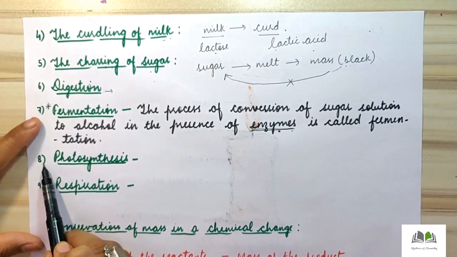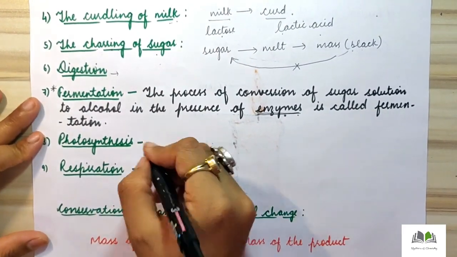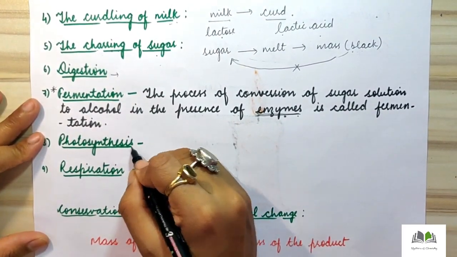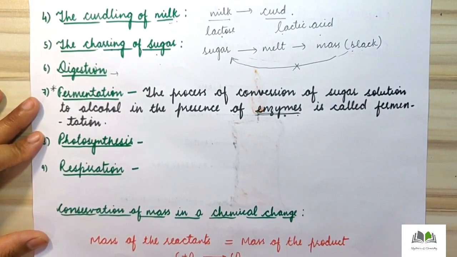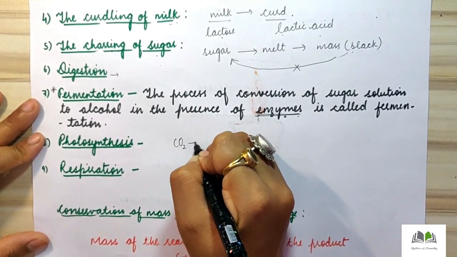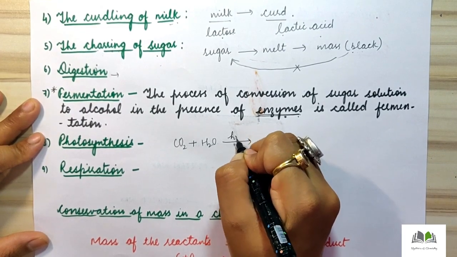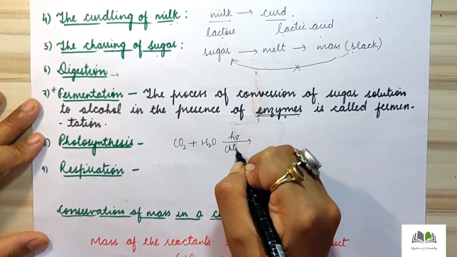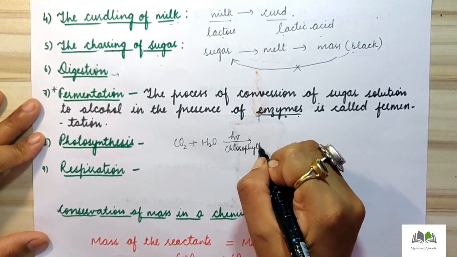Now the next example we have is photosynthesis. What is photosynthesis? Photosynthesis is the process by which green plants make their food in the presence of chlorophyll and sunlight. So I will write here an example. Green plants use carbon dioxide and water in the presence of sunlight and in the presence of a pigment called chlorophyll.